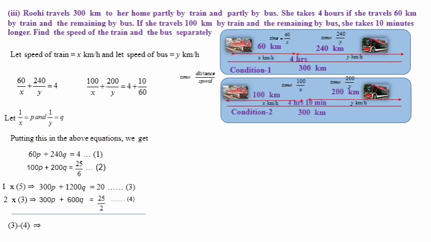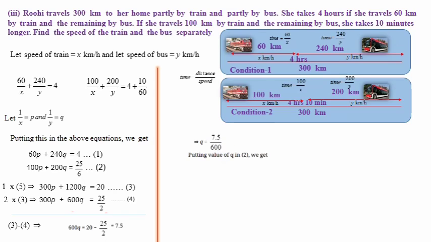Now we shall subtract equation 3 and 4. Change the signs, this becomes a minus sign, and here also a minus sign. When you subtract 1200 and 600, you will get 600q equal to 20 minus 25 by 2. Then 20 minus 25 by 2 gives 7.5. So q is equal to 7.5 by 600, as the 600 comes in the denominator.